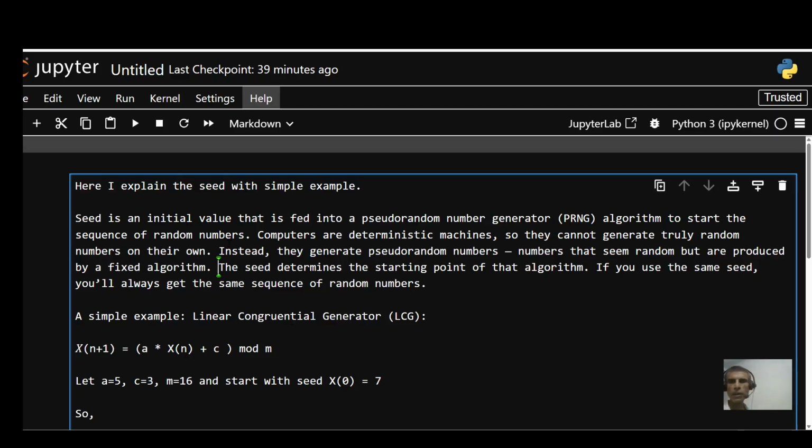Hello students, welcome back. In this session, I'll explain the concept of seed with simple examples. A seed is an initial value that is fed into the pseudo random number generator algorithm to start a sequence of random numbers.